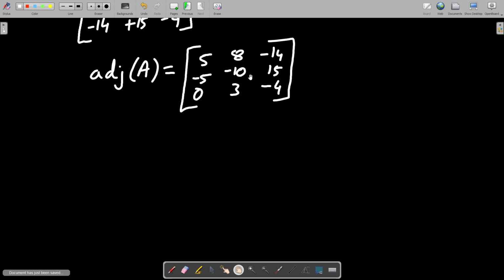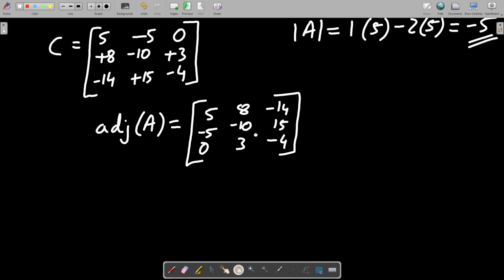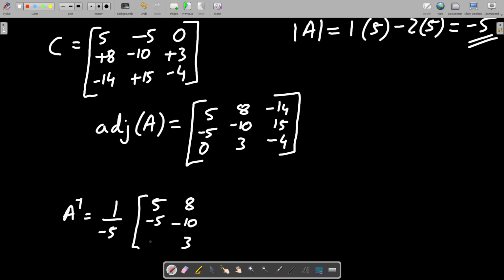Okay, so A inverse is 1 upon minus 5. Adjoint of this is going to become 5 minus 5, 8, minus 10, 3, 0, minus 14, 15, minus 4.